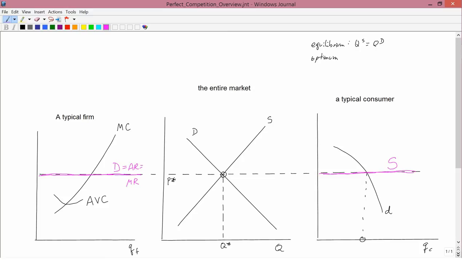But the firm thinks that he's such a small guy that regardless of how he moves QF, he's not going to change the price of corn. Now, actually, if he set his little QF equal to 1 zillion bushels, then that would affect the price of corn. But he doesn't realize that. And so he counterfactually assumes that the demand curve that he sees is horizontal. By the way, the units on all of these labels are price per bushel, dollars per bushel.